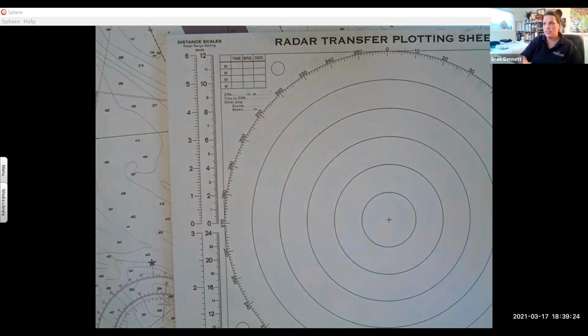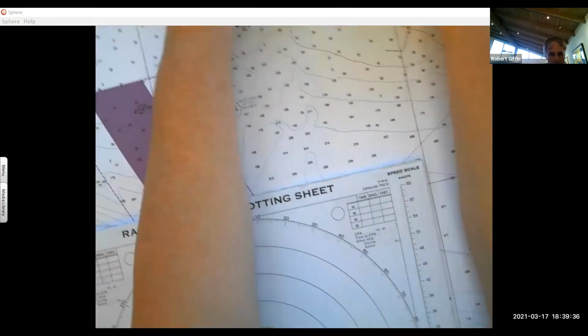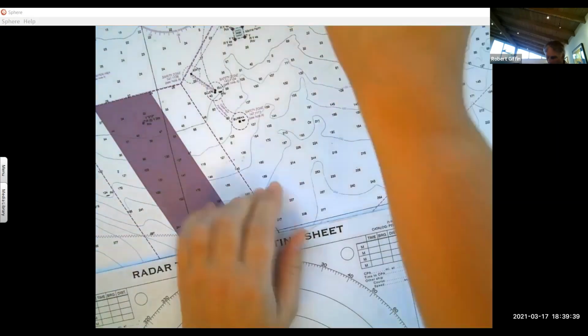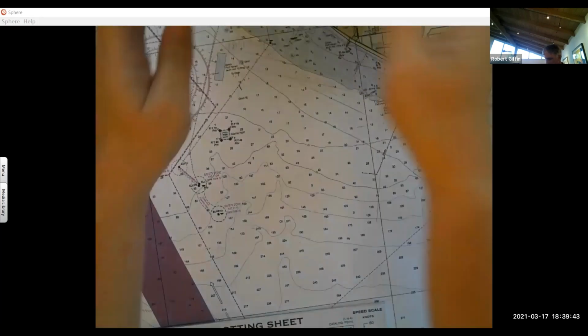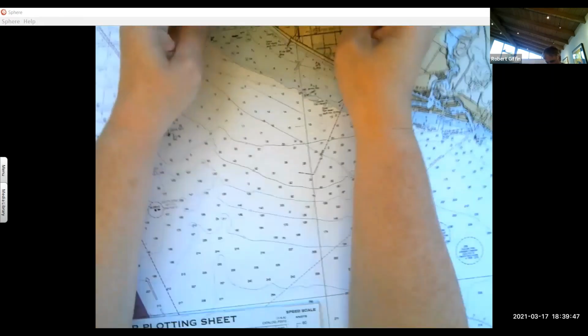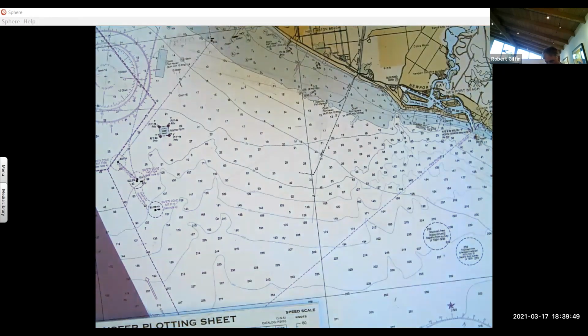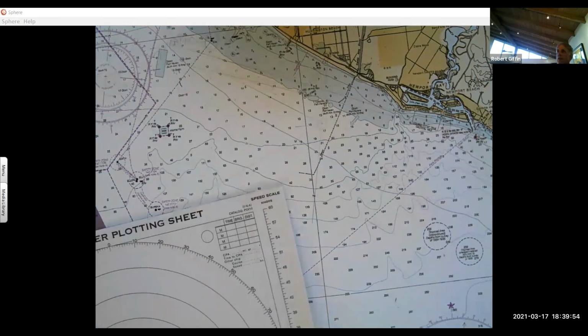Nice with daylight savings, there's a little more light in my room here. So we can, okay. I'm not going to use these.